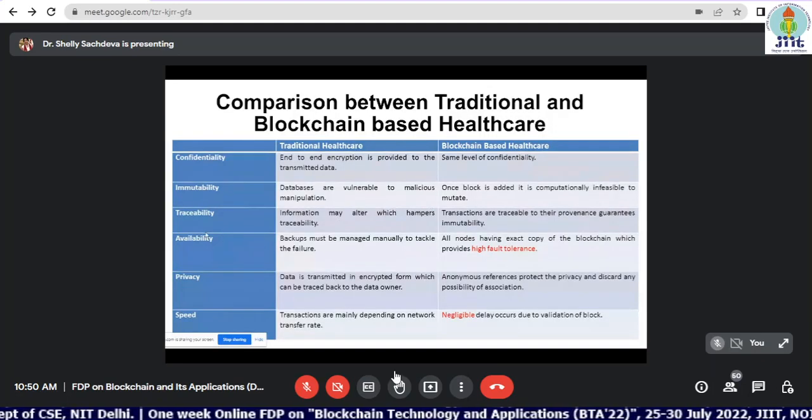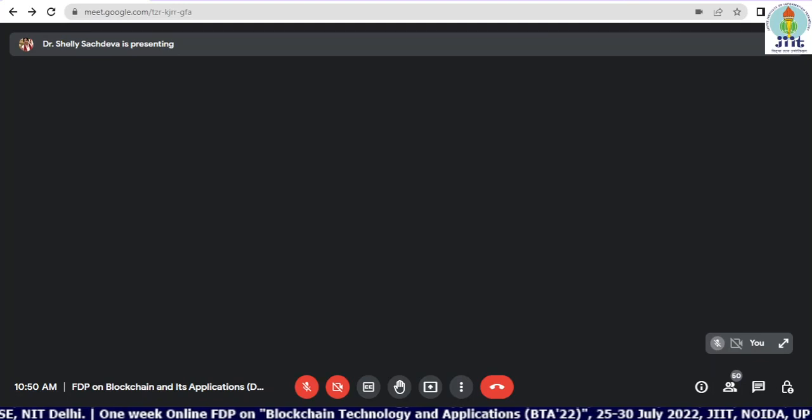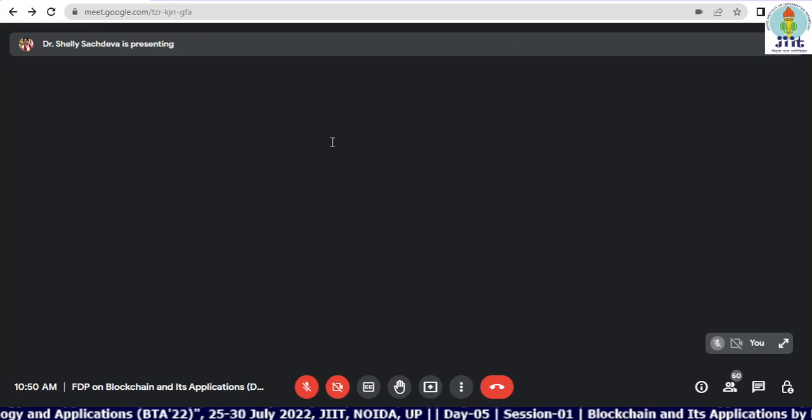Then traceability is there. So information may alter, which hampers the traceability. But when we are moving towards the blockchain, transactions are traceable to their provenance, which guarantees immutability. Okay, so availability: the backups must be managed manually to tackle failure. But here, all nodes have the exact copy of the blockchain, which provides high fault tolerance.